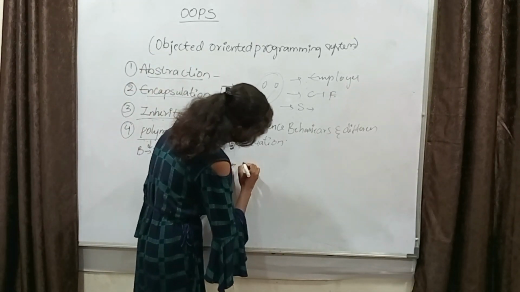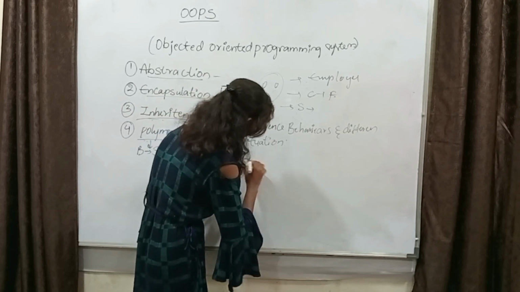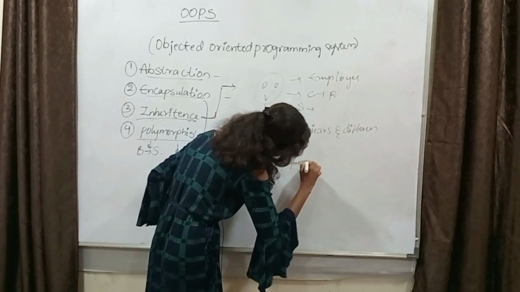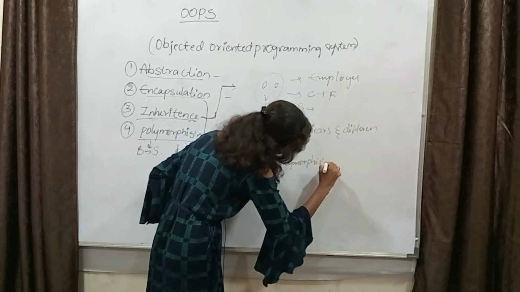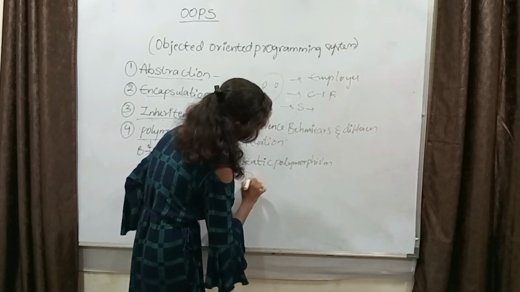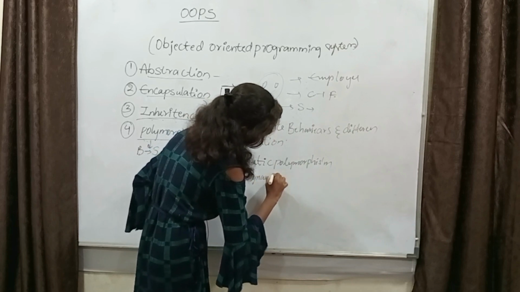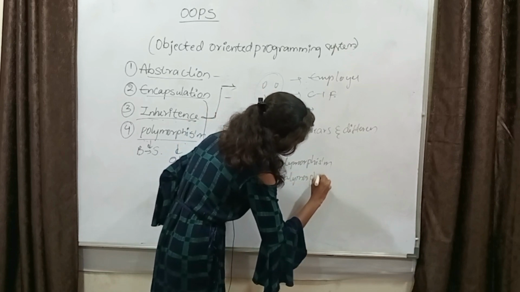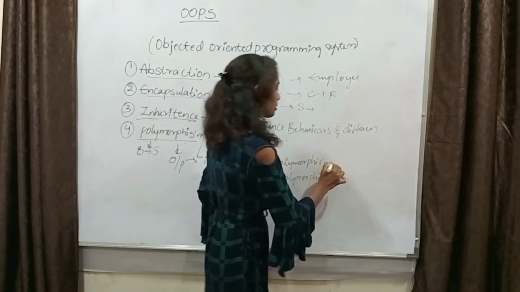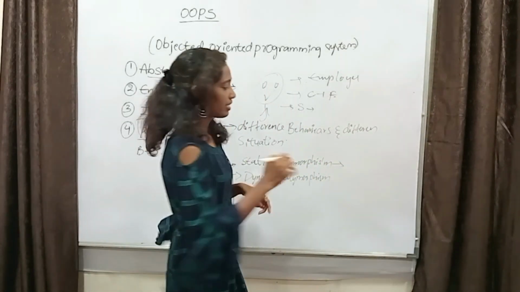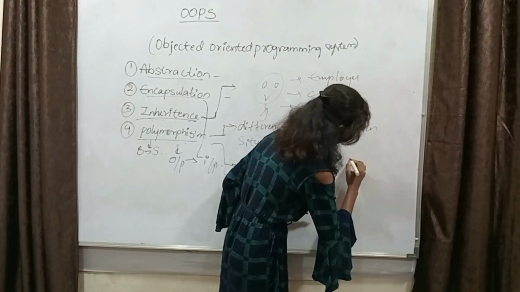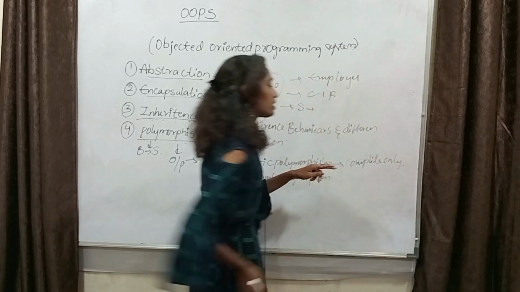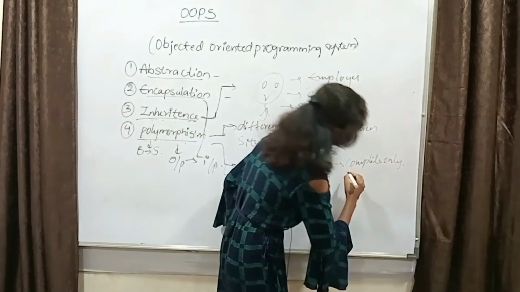In polymorphism, we have two types. They are static polymorphism and dynamic polymorphism. In static polymorphism, it is done at compile time only, compile time through method overloading.